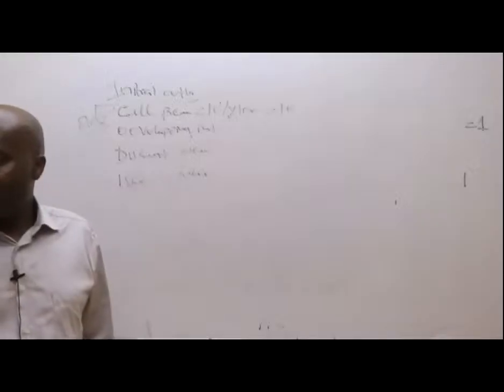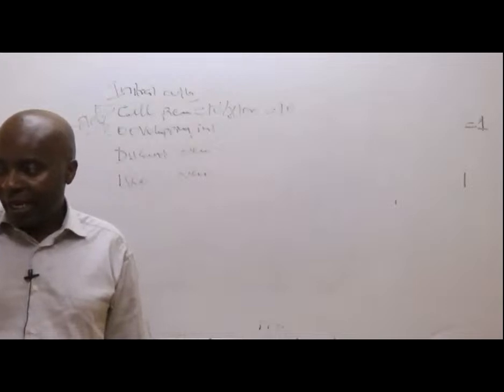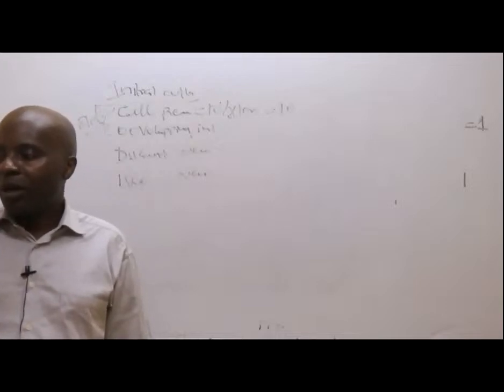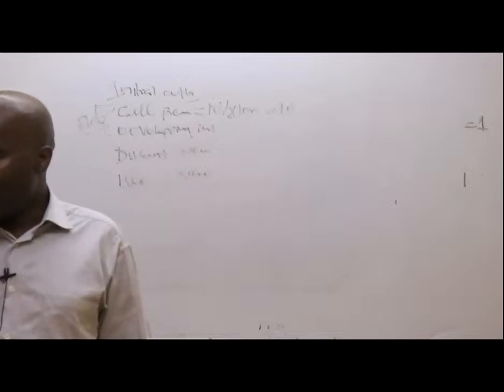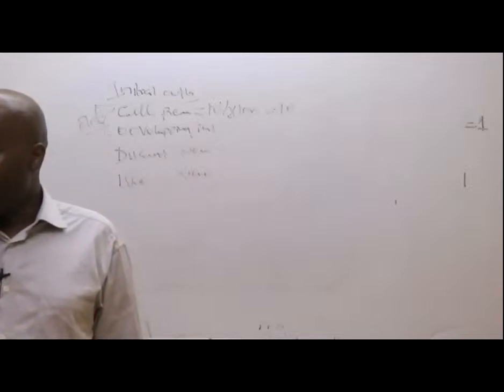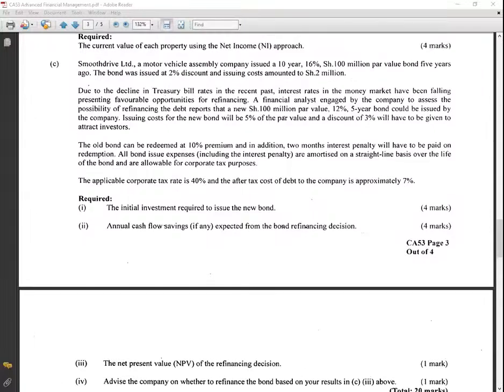The first two are old. So call premium, tumesema ni 10. How about overlapping interest? Old interest, old bond interest. Old bond interest, ladies and gentlemen, walikuwa wamesema hapa juu ni 16%.